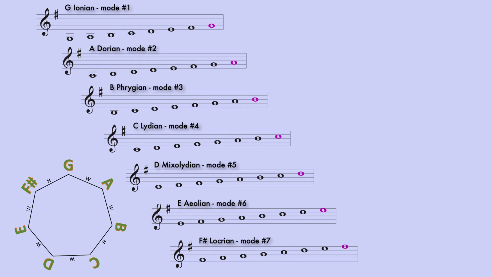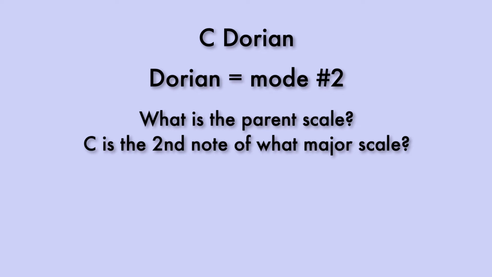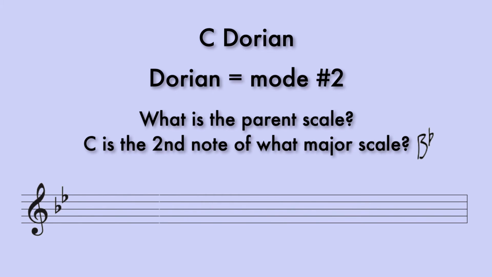You should learn to build all of the modes starting on any pitch. For example, try building a C Dorian mode. Here's how you do it. Recall that Dorian is mode number 2. Therefore, ask yourself this question. If C Dorian is mode number 2, what is the parent scale? In other words, C is the second scale degree of what major scale? A little consideration tells us that C is the second note of the B flat major scale. Therefore, to build a C Dorian mode, write a B flat major key signature, and then just write the C Dorian pitches from C to C.